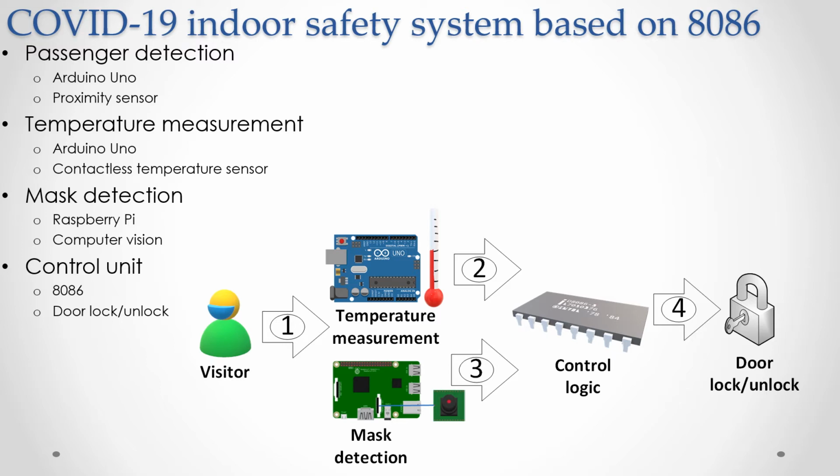For 3 capabilities, it relies on external systems. We assume that Arduino Uno is used for both the passenger detection and contactless temperature measurement, while a Raspberry Pi equipped with a camera is used for mask detection. It executes computer vision algorithms written in OpenCV and Python. As a control unit and the core of the system, we have the 8086, which is responsible for door lock and unlock depending on the visitor's state.